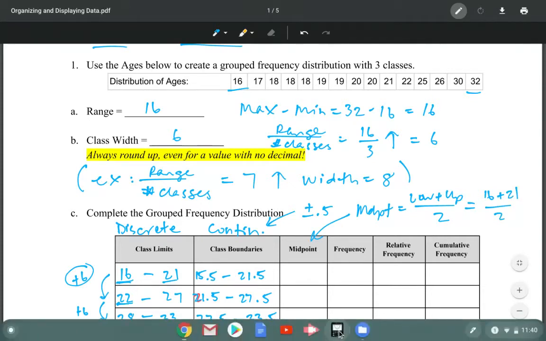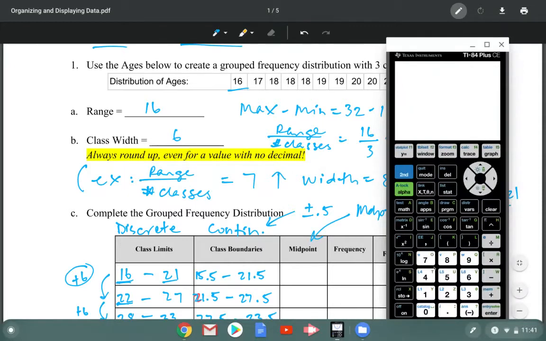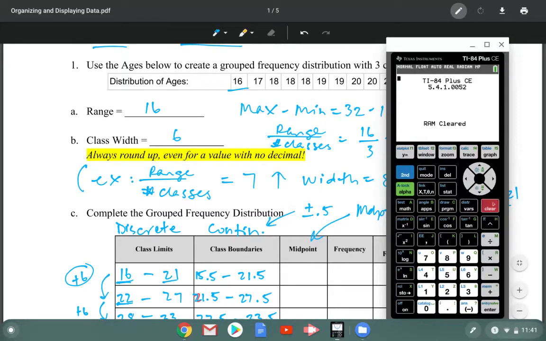I'm going to grab my calculator here. Let's put this in parentheses so we can do this all in one step. So parentheses, 16 plus 21, lower plus upper divided by 2. And we end up with 18.5. So that's going to become my midpoint here.